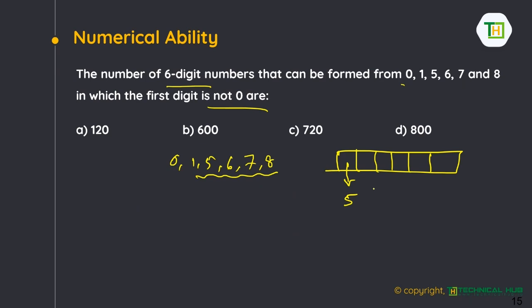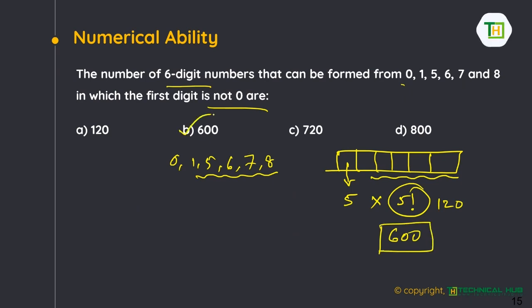So 5 possible ways. Coming to the remaining 5 places, among these numbers one number is used, so you are left with 5 numbers for 5 places. Those 5 numbers can be arranged in these 5 places in 5 factorial ways. So the required number of ways is 5 into 5 factorial. 5 factorial is 120. 120 into 5 is 600. Option B is the right answer.